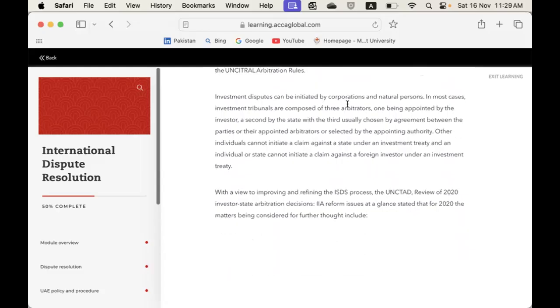Investment disputes can be initiated by corporations and natural persons. In most cases, investment tribunals are composed of three arbitrators, one being appointed by the investor, a second by the state, with the third usually chosen by agreement between the parties or their appointed arbitrators. So the third one is mutually agreed. The rest of the two represent one the investor and one the state. And what we are discussing is the dispute with a state, basically, when the investor has a dispute with the state.